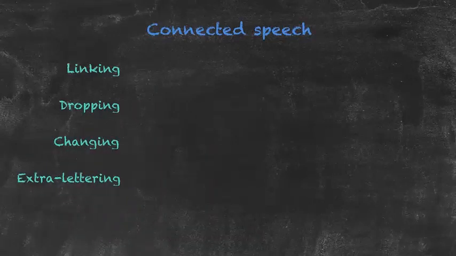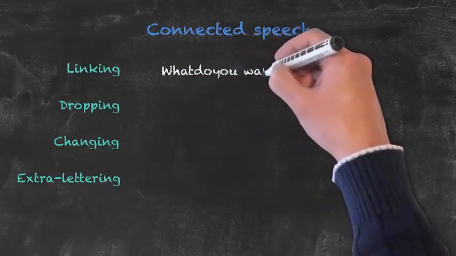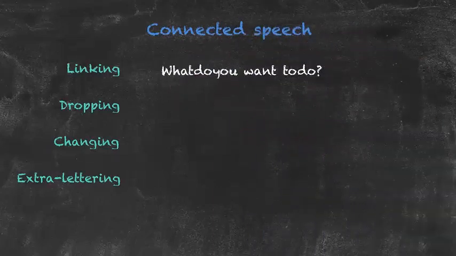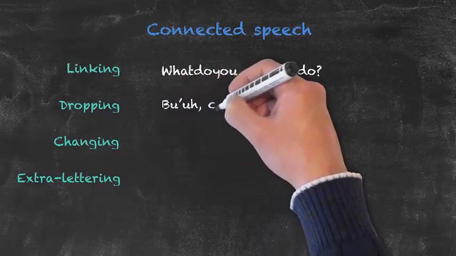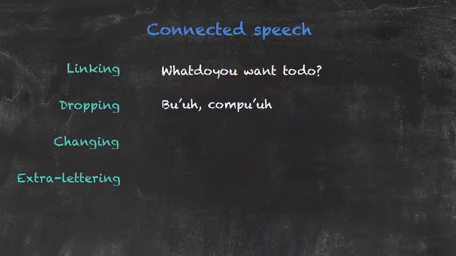An example of each would be with linking. We link our words together so that they almost in effect become one word. Instead of saying, what do you want to do? We typically will say, whaddya wanna do? Then we can also have dropping. Rather than pronouncing each and every consonant, we can sometimes, especially in certain accents, drop some of the letters. So in this word, it should be butter, and this should be computer, but here it becomes butter and computer.